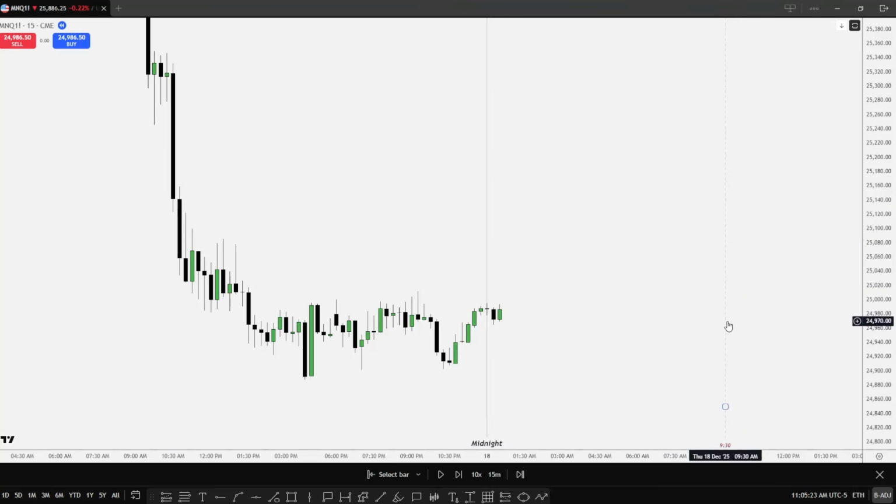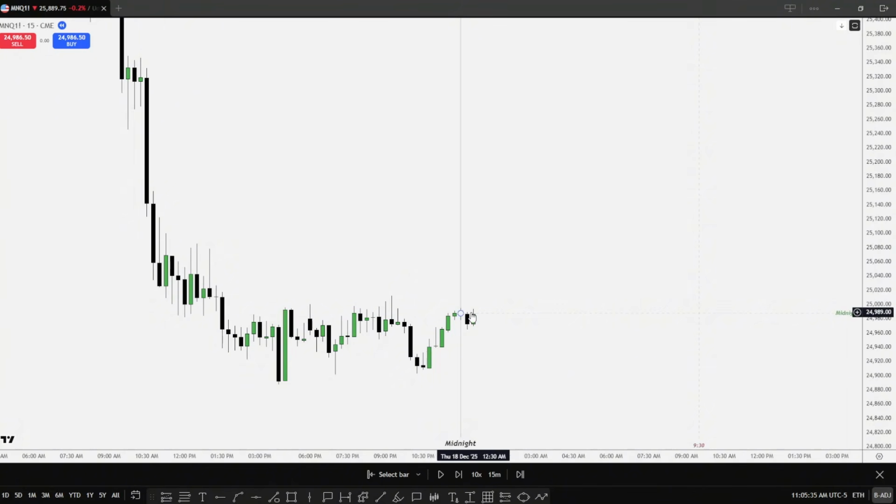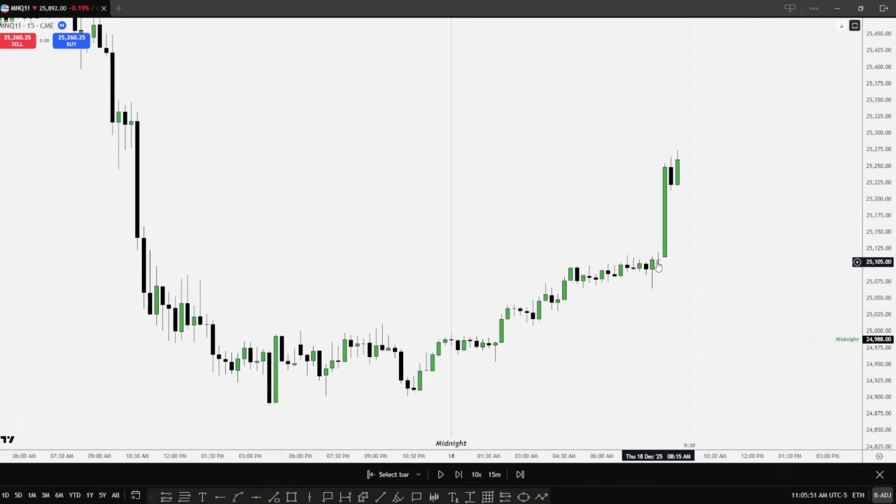Looking from midnight to 9:30, you can see opening price is here, and we just wait until the time. Okay, so we're bullish. My question to you guys is this, put it in the comments: are we looking for shorts or are we looking for longs?